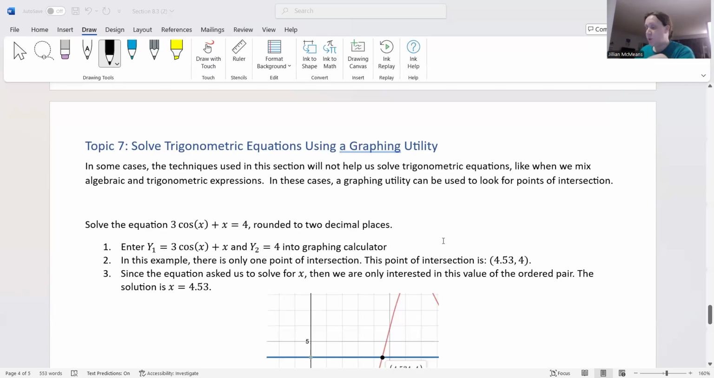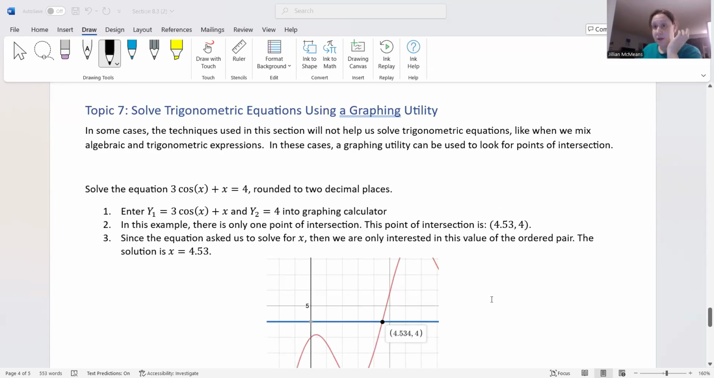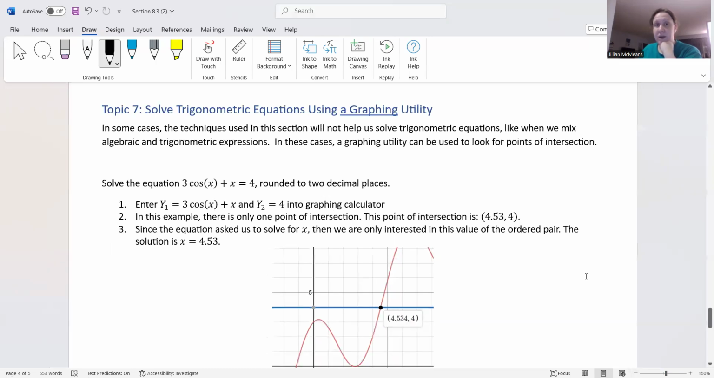For topic 7, I want to look at solving trigonometric equations using a graphing utility. Now, we have already looked at this using Desmos, okay? Desmos is easy. Desmos is almost too easy. So Desmos is not necessarily something we want to use on tests because it can do too much. We know how to do this on Desmos, and I'll show you how to do this very problem on Desmos, but I want to make sure you know how to do it on your calculator as well, so that you're not left completely in the dark if you have something that we can't use the unit circle for.